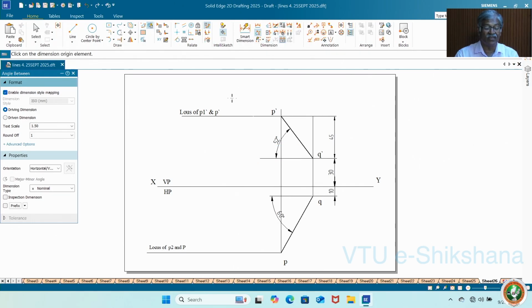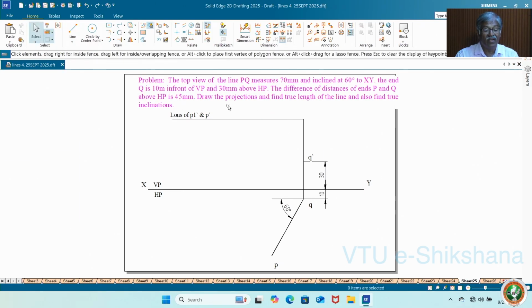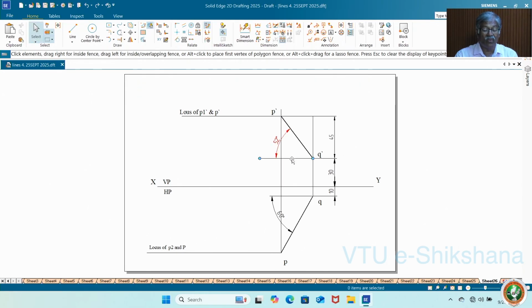Now in the question, he has asked to find the true length and true inclinations. See, this is the thing. This is the projection. The final projections are over. Now we have to get the true length and true inclination. Only after drawing the true inclinations, you will get the true lengths and accordingly true inclinations. Now how to draw the true inclinations?